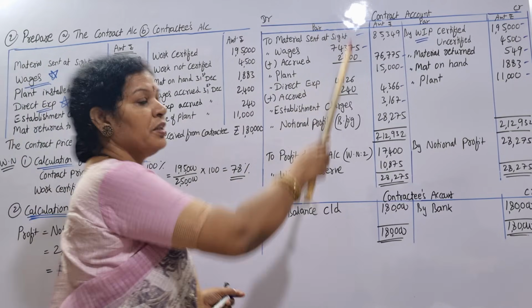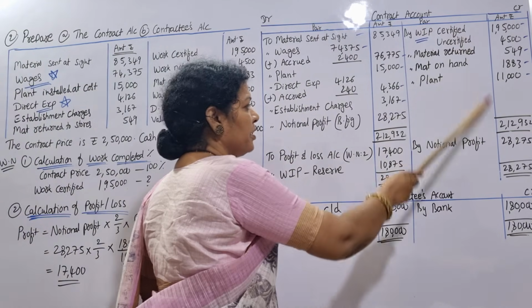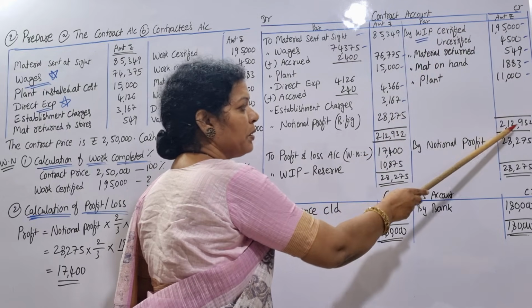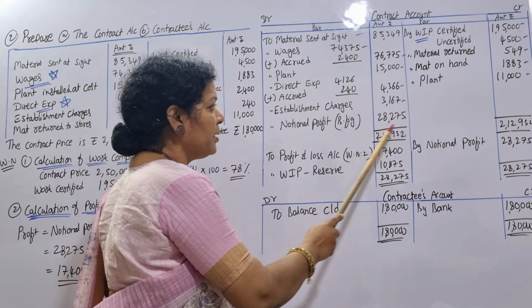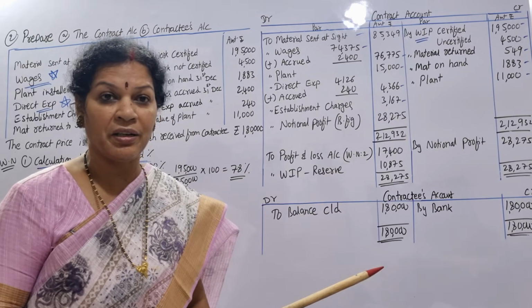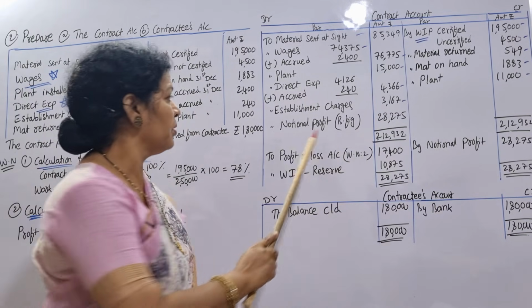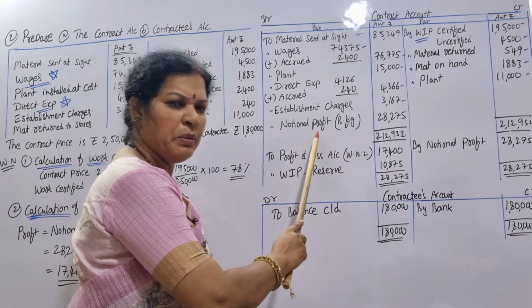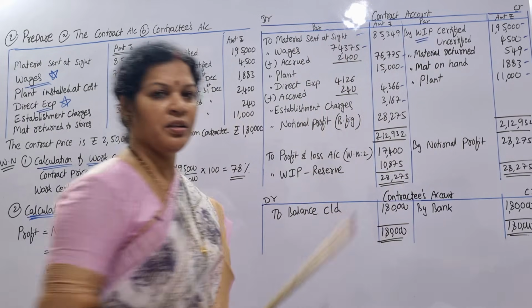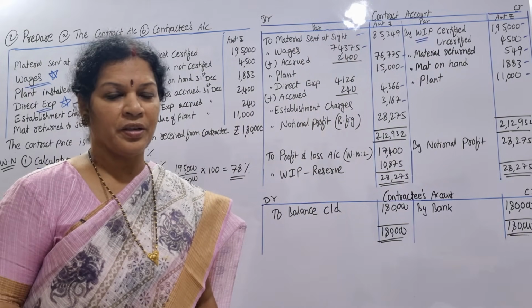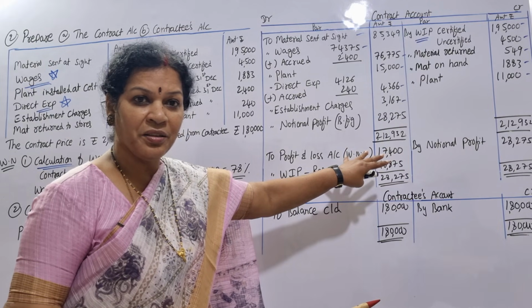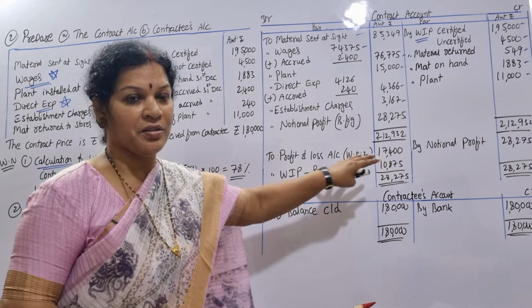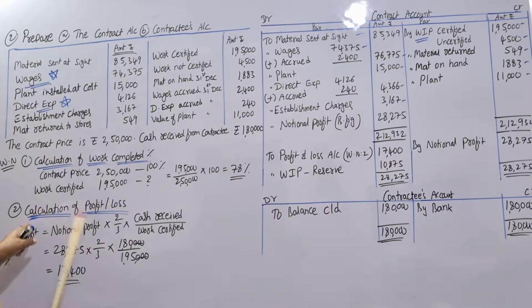Now close the contract account. Credit side is more. 2,12,932 minus all these expenses, you are getting 28,275. This is notional profit. Notional profit is written, and immediately it is transferred to the credit side. Now at this stage, what we have to calculate? Calculation of profit or loss. Working notes we are showing.